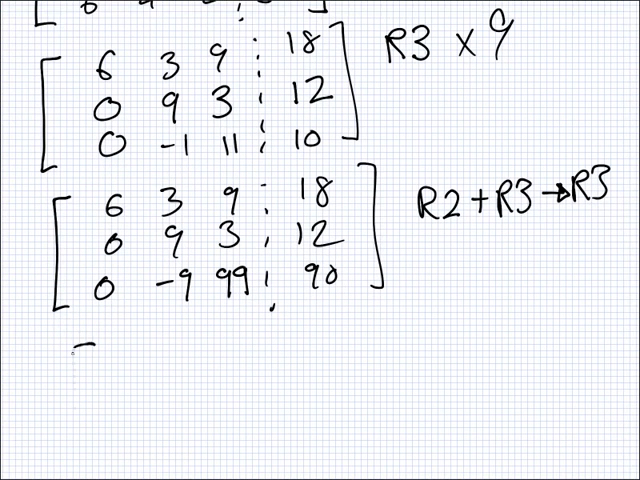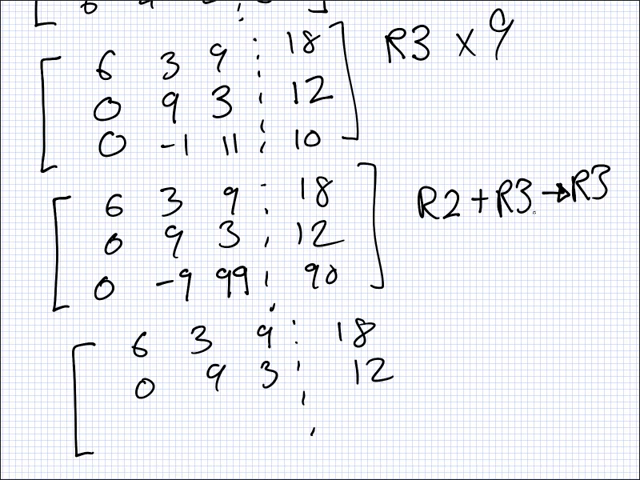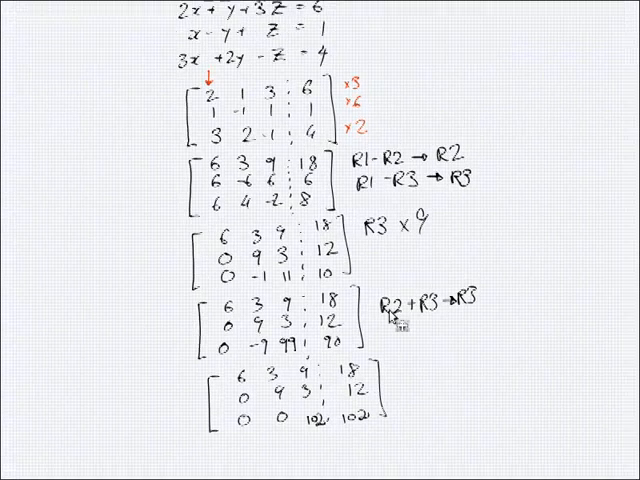Okay, so let's see what we get now. Which are staying the same? First two are, aren't they? Right, row 2 plus row 3, answer onto 3. 0, 0. 9 and minus 9. Yeah, 3 and 99, 102. And 12 and 90, 102. Now, we're actually finished now.